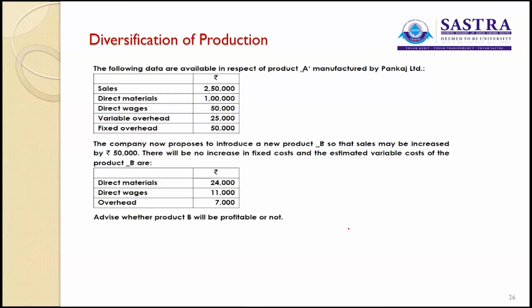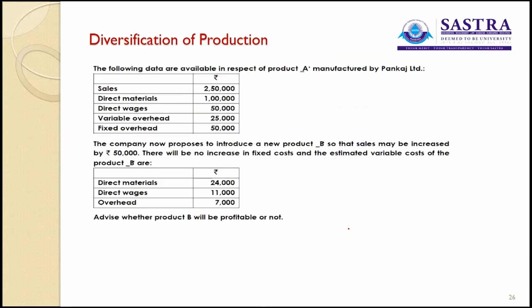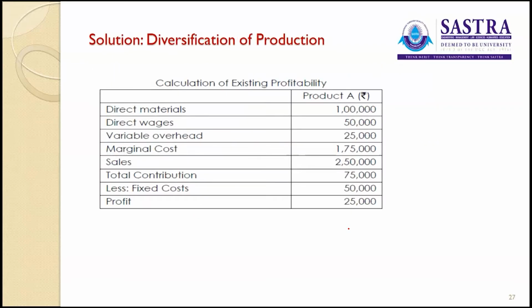Now we have product A. Now they are going to have another new product B. Now we are going to calculate the existing profitability. Now existing product is A. So we have sales of 2,50,000, direct materials 1 lakh, direct wages 50,000, variable overheads 25,000. So we deduct it, we'll get contribution. Then your fixed overhead, we'll get your profit. See here, 1 lakh, 50,000 is the direct wages, variable overhead is 25,000, marginal cost we have 1,75,000. We have sales here, so contribution is 75,000. Now fixed cost is 50,000, profit is 25,000.